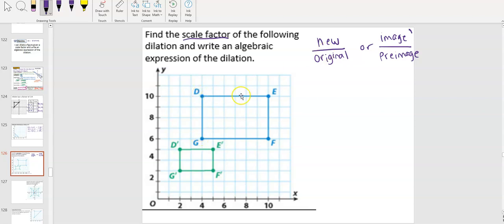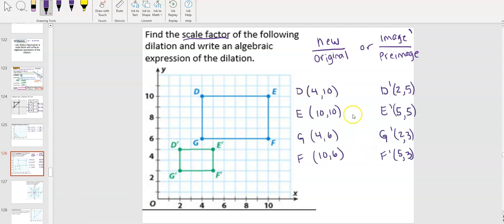So we're going to take a look at the values. Obviously, our pre-image is the blue here, and our image, or prime, is here. And we're looking at how the values of X and Y change, okay? So just by looking at these numbers, you can probably tell that to go from D to D prime, I have 4 to 2 and 10 to 5. I can already tell that these are a difference of 2, right? 5 times 2 is 10, or 10 divided by 2 is 5. The new image, prime, is half of my previous image, but let's prove it mathematically.